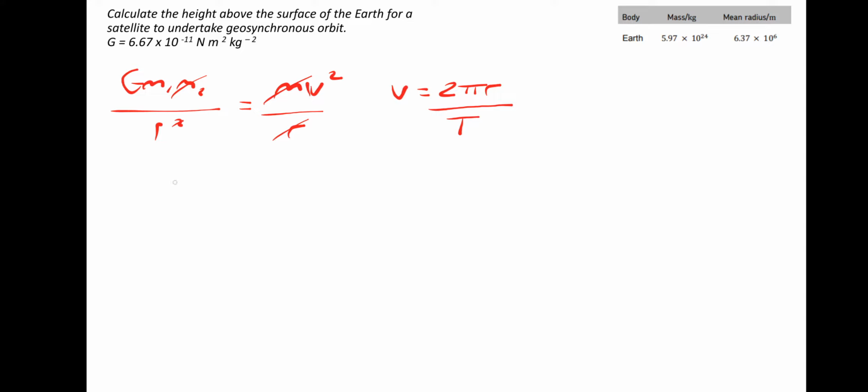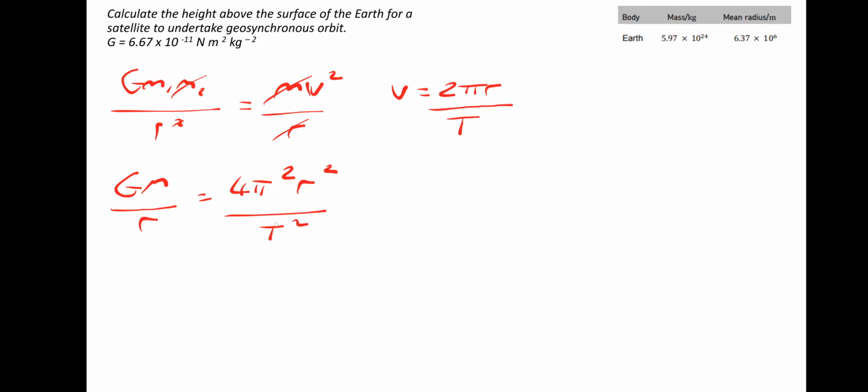Once again, the go-to for orbits is the gravitational force, G m1 m2 over r squared, equal to m v squared over r. Cancel the m's, cancel the r's, and then we need to substitute in for v to eliminate v, same as last time. So v is equal to 2 pi r over T. Square it, make it equal to GM over r. So GM over r is equal to 4 pi squared r squared over T squared.